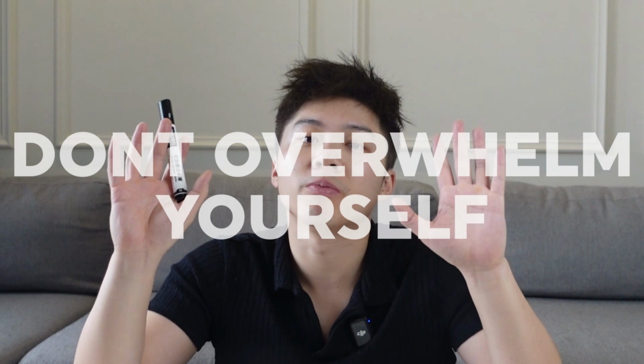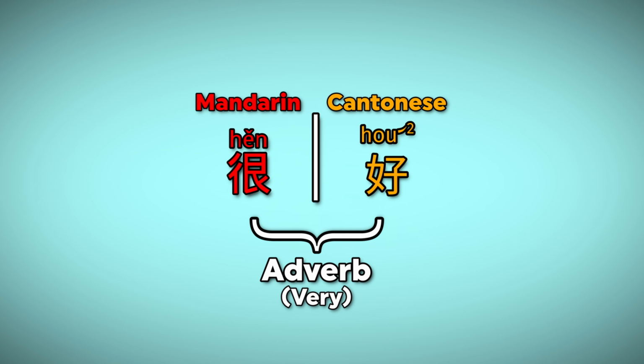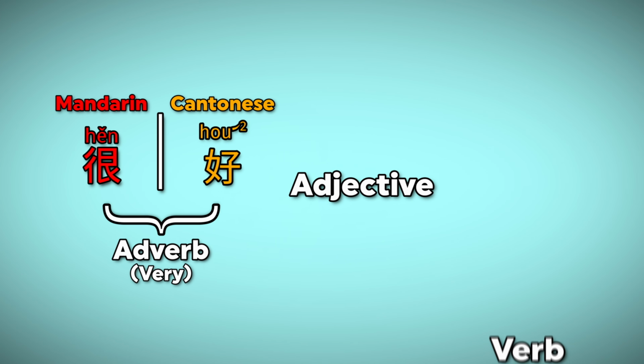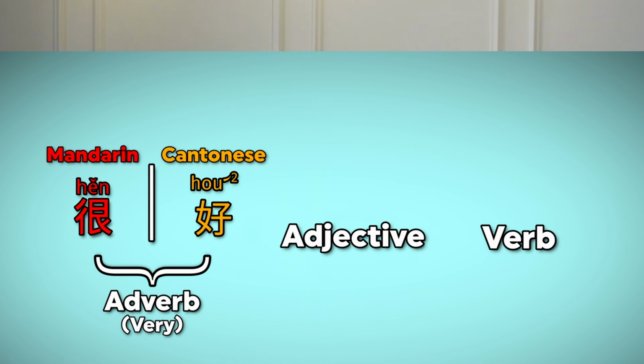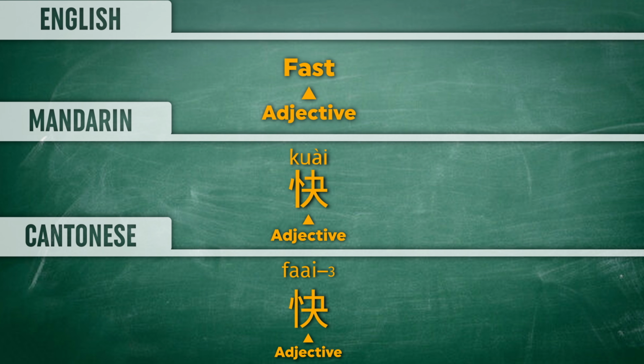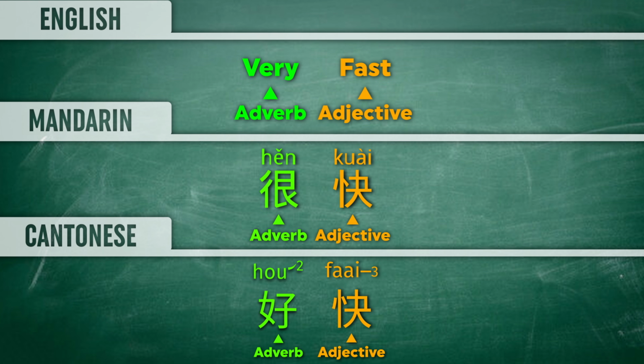Here's a tip to get started with remembering Chinese adverbs. Don't overwhelm yourself, right? Begin with the basic adverbs like very, 很 in Mandarin or ho in Cantonese, and put it before the adjective. Then end the sentence with a verb. So let me show you an example of that right now. Let's use an adjective like 快, which means fast. Then use the basic adverb very, 很 or ho in Cantonese.